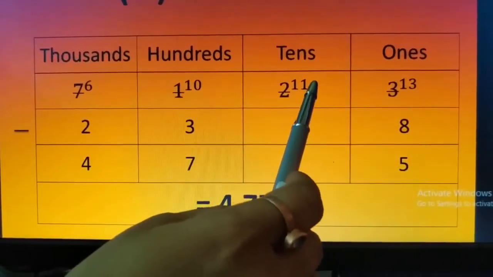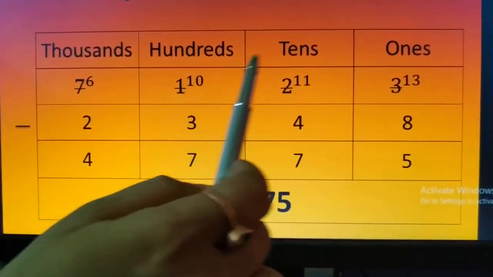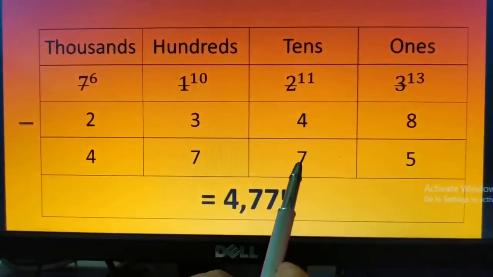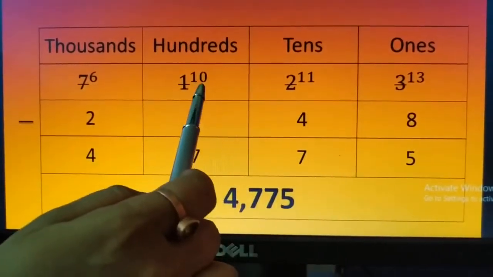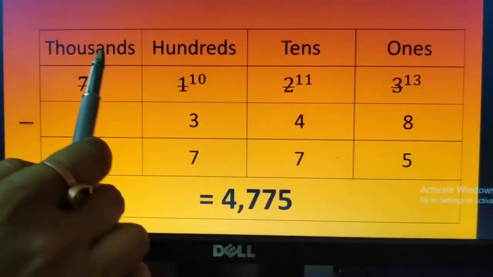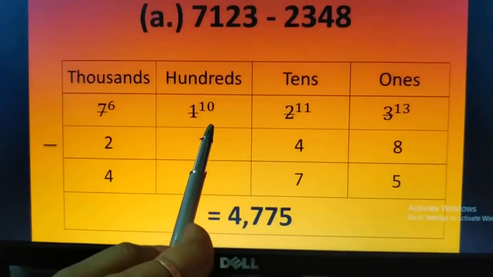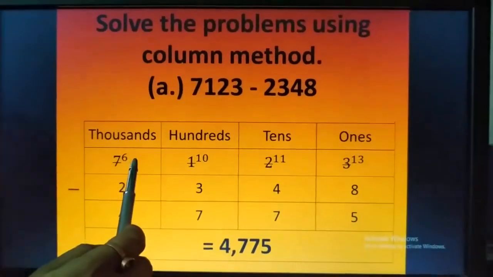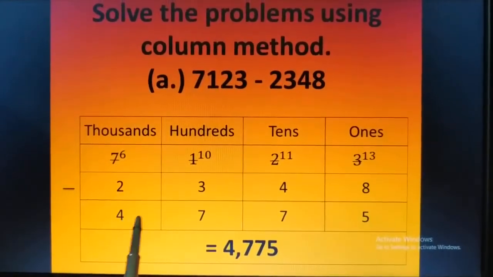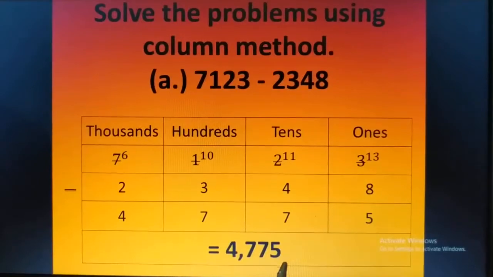We can't subtract 4 from 1. So we will borrow from the 100 place. So there is 11. 11 minus 4 is equal to 7. There will remain 0. We can't subtract 0 minus 3. So we will borrow from the 1000 place and there will be 10. 10 minus 3 is equal to 7 and there will remain 6. So 6 minus 2 is equal to 4. So our difference is 4775.